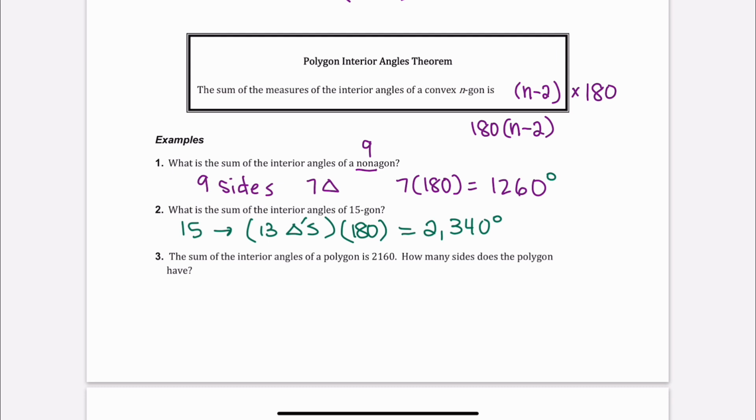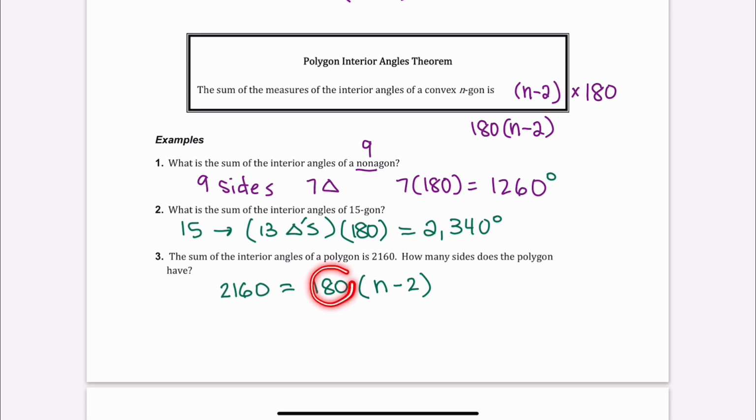The sum of the interior angles of a polygon is 2,160. So this time we're going backwards. They're giving us our end number. Our total degrees is 2,160. We're going to take 180 and times it by the number of sides minus 2. So whatever the sides are, we're going to minus 2 from that and times it by 180, and we know the answer is going to be 2,160. So we want to figure out how many sides are in this polygon.